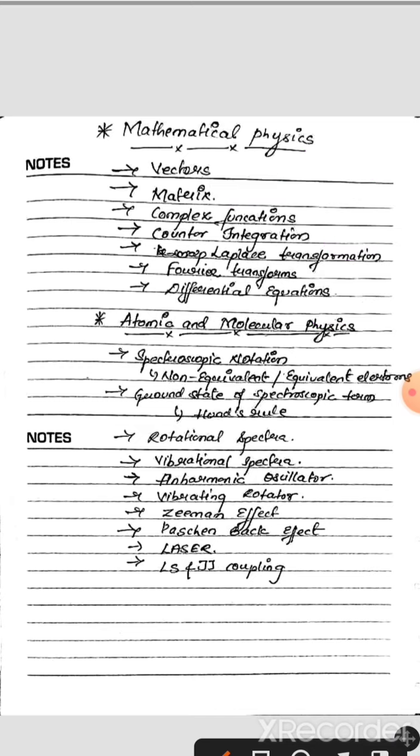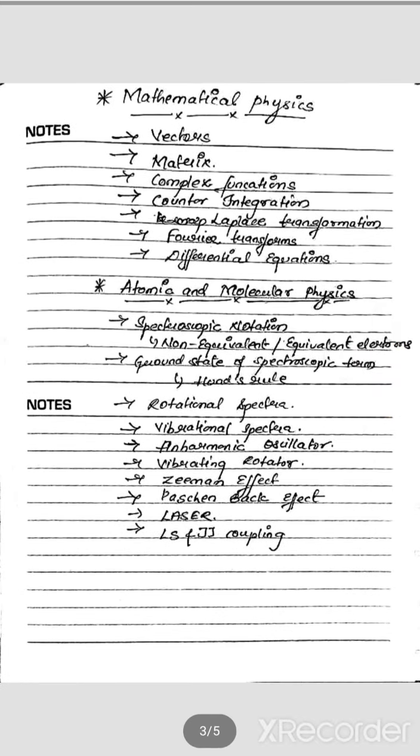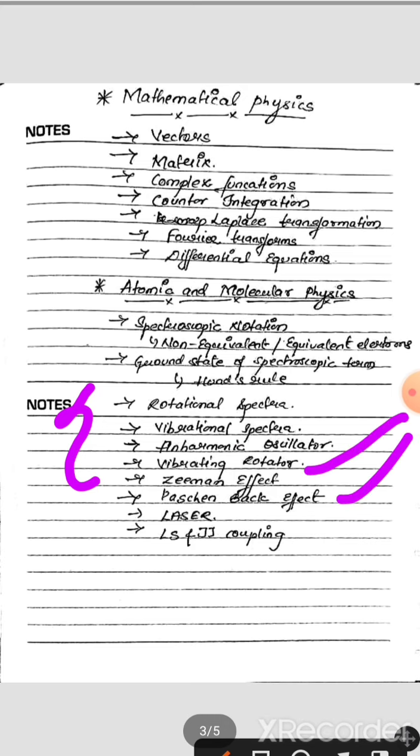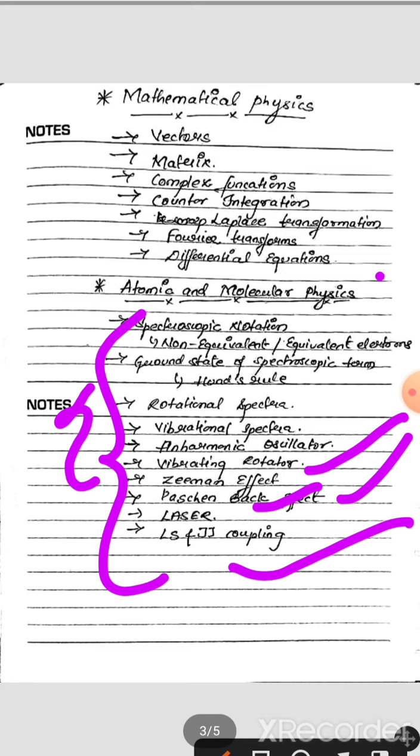And next, coming back to atomic and molecular physics. In atomic and molecular physics, first of all, spectroscopic notation is very, very important. And after that, how to find the ground state of any spectroscopic term by using Hund's rule, and rotational spectra, vibrational spectra, rotational-vibrational spectra like vibrating rotator, anharmonic oscillator, Zeeman effect, Paschen effect, lasers, LS coupling, JJ coupling. These are important things, and you should have clear knowledge of them.